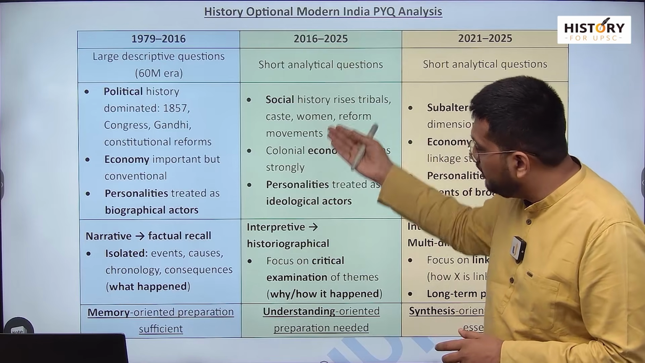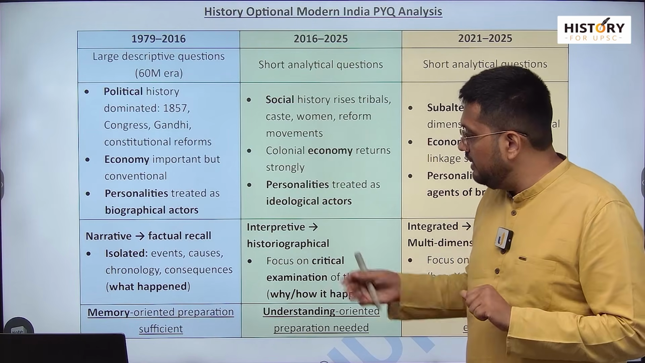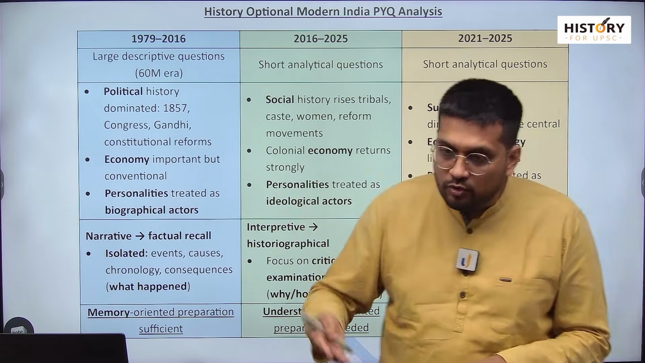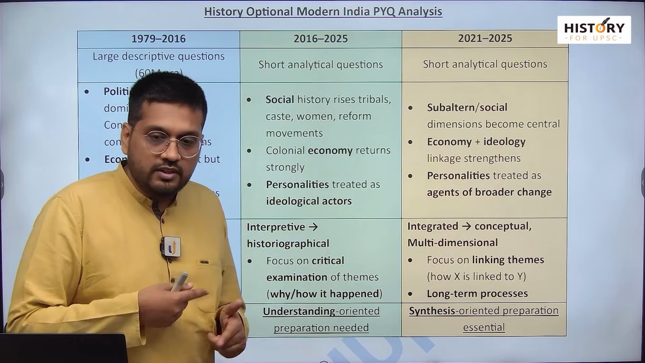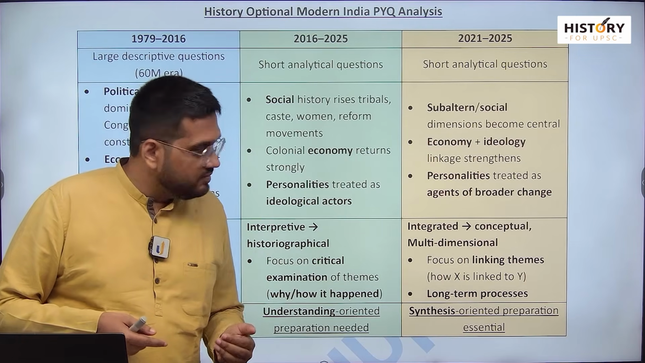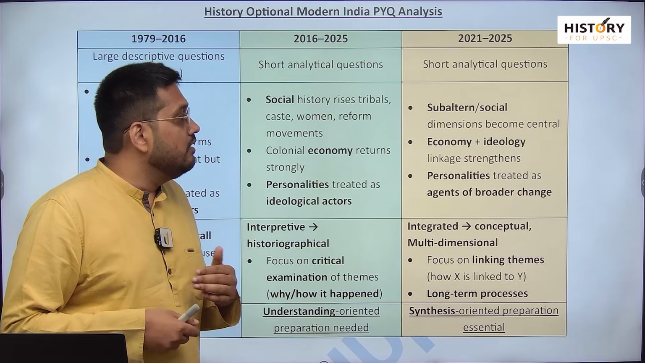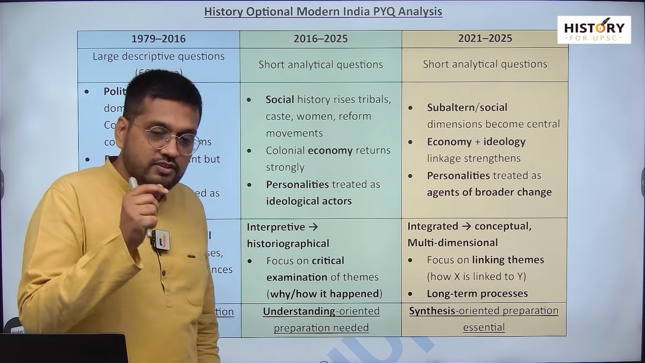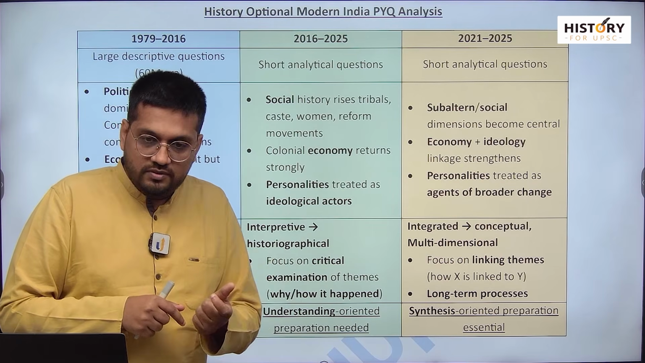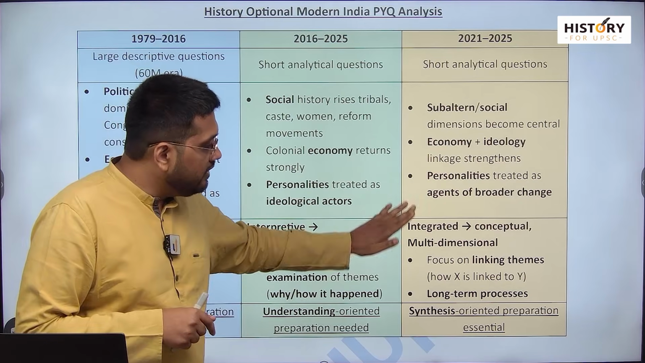But the main point is that the Bandyopadhyay book becomes important from this era onwards because the questions have changed their tone. They are more interpretative, testing understanding, and that book answers all those themes. But post-COVID, in the last 5 years, some new themes have started to come up, and those themes are not easily gettable even from Bandyopadhyay. They are subaltern, economy, and ideology. And then personalities as agents of broader change, especially very conceptual and interlinkage-based ones. Administration and ideology, social change and administration: these questions have now started to come. For that we need a little deeper understanding.